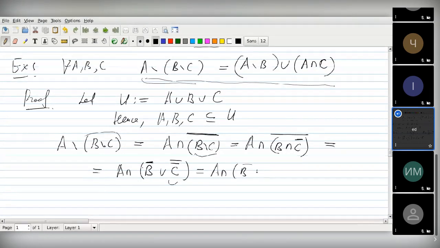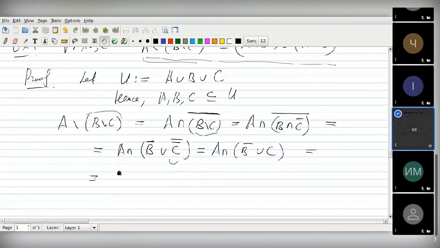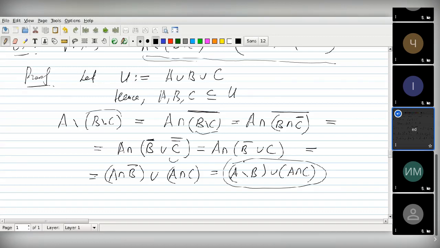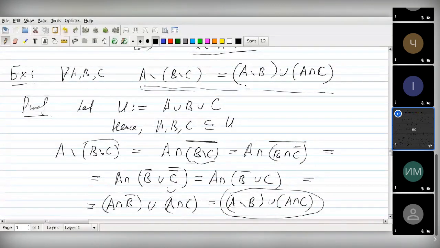And now I want to apply distributivity. It is just A intersected by not B, or B overlined, union A intersected by C. That is A minus B union this intersection, which is exactly my right-hand side wanted. Is it clear? Yes, it is.